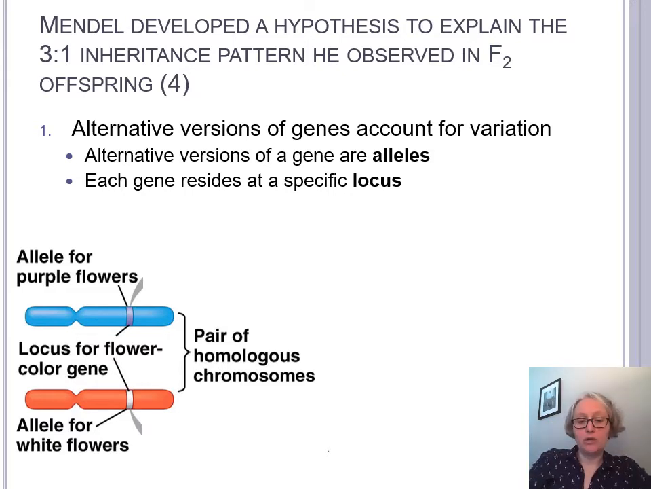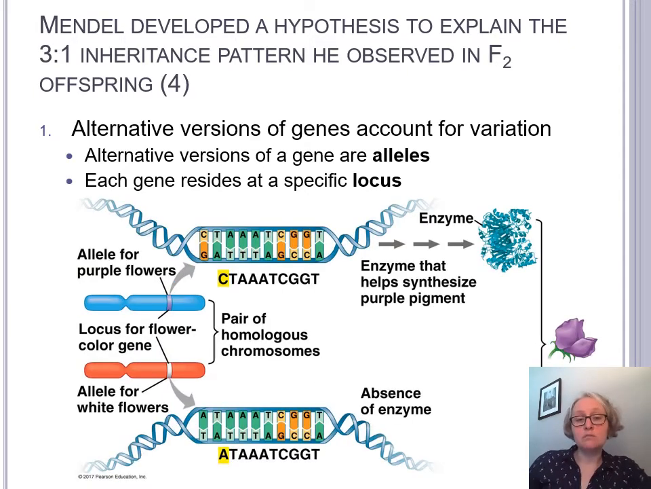Down here at the bottom, we can see this. So we've got our gene for flower color. It lives at that particular spot on those homologous chromosomes. And then we can see there are two different alleles. In this case, the blue chromosome has the allele for purple flower color, whereas the red chromosome has the allele for white flower color. And again, to take this and expand upon what we understand, what does this mean?